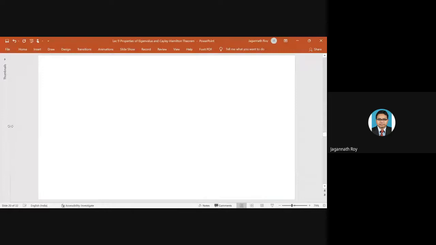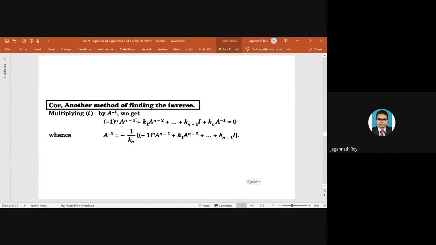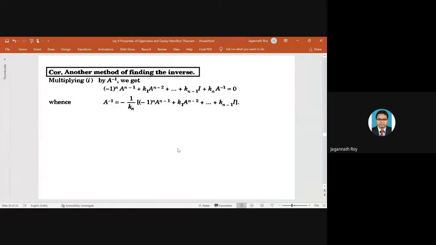Okay, now this Cayley-Hamilton theorem, because it satisfies the characteristic equation, so from there we have this relation satisfied. Now if you multiply, then it is actually helpful to find out the inverse. Okay, so we'll see one bigger example.